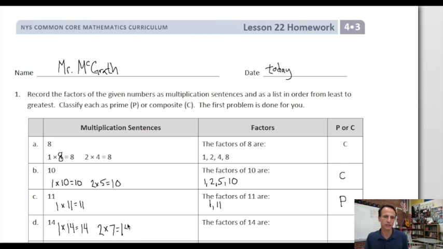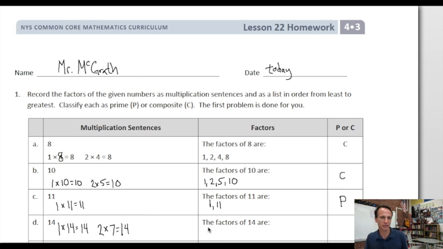Are there any others? Anything else we can multiply and get 14? 3, 4, 5, 6, 7. Nope, nothing else. And notice I stop at 7. There's a reason for that. Because anything greater than that midpoint surely cannot be multiplied by a whole number and get the number that it's doubled. Does that make sense?